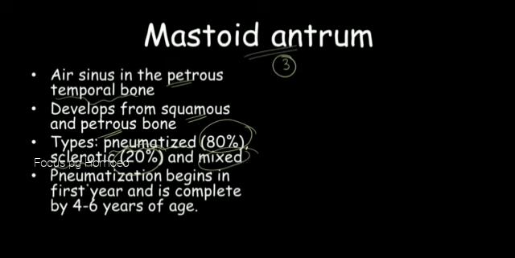And here this air cell pneumatization begins in the first year and is complete by 4 to 6 years of age. So while the baby is born, there are no air cells in the mastoid antrum, and it gets completed only by 4 to 6 years of age. So here the location is more important and pneumatization is more important. Okay. So pneumatization begins in first year and is complete by 4 to 6 years of age regarding this mastoid antrum.